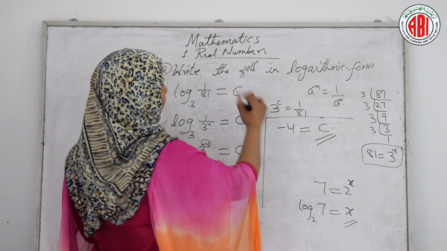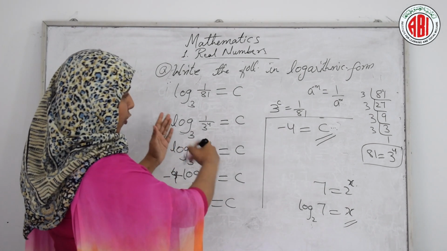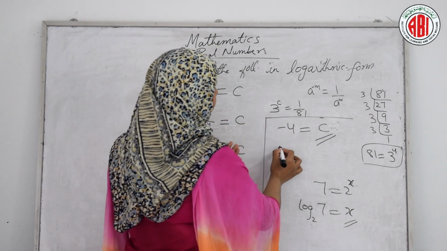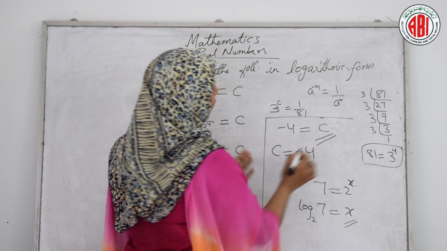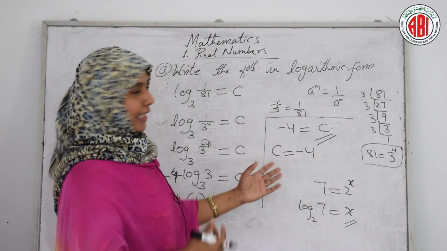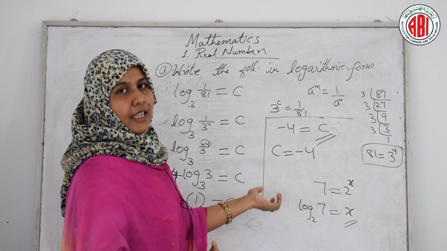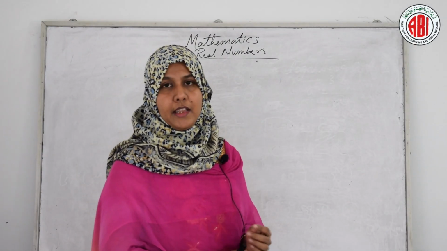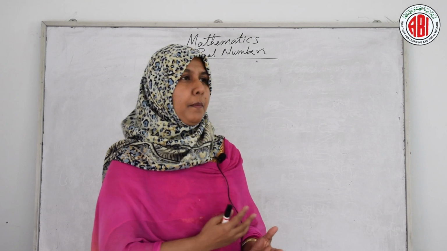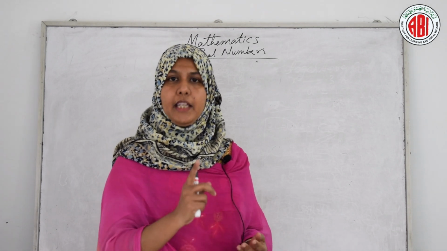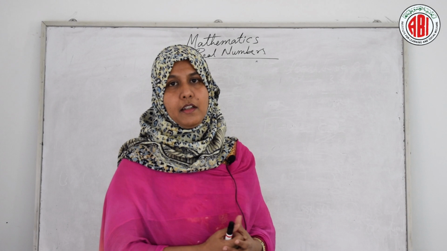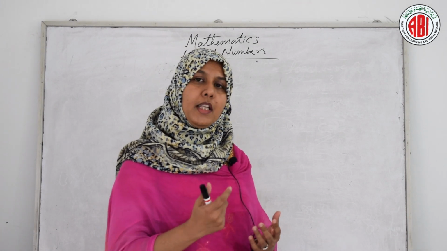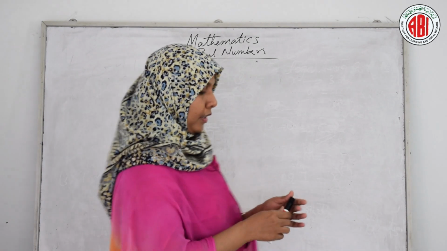But now in this question it is easy to solve to get the exact answer. So I have solved this, and we got the exact answer as C is equal to minus 4. The value of the exponent is minus 4. Now we have the question, write the following in the exponential form. Previously we had writing the exponential form in the logarithm form. Now we have writing the logarithm form in the exponential form. Let's have the question.